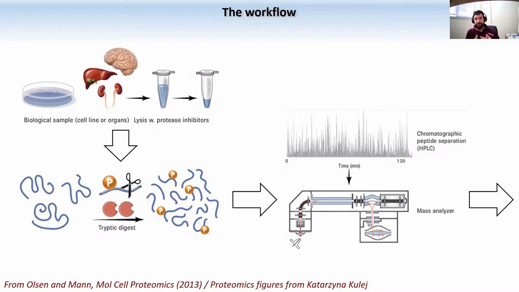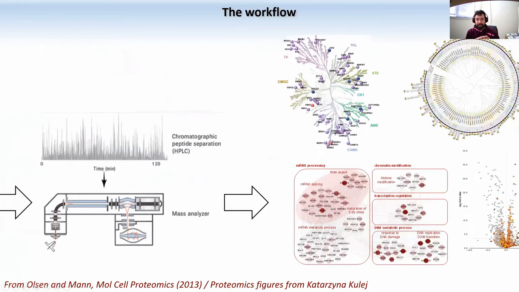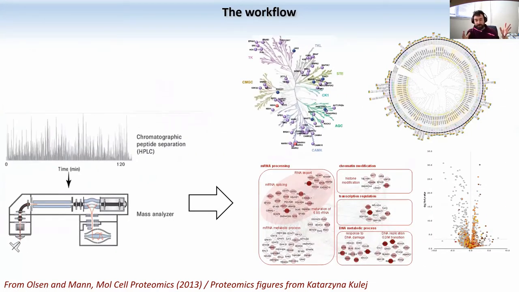We don't normally inject intact protein, we usually chop them into shorter peptides. And then, of course, the analysis is performed using mostly liquid chromatography coupled to mass spectrometry. After the analysis is finished, usually you get these big tables that I told you about, where you have a lot of proteins identified and quantified. And this is where the fun starts, when you actually start converting these tables into meaningful networks and biological outcome.